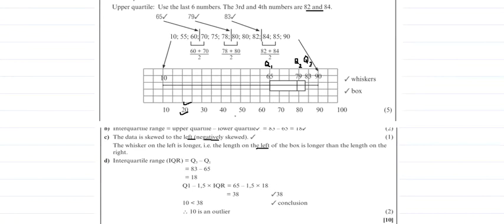Another interpretation we could use is that the whisker to the left is longer than the length on the right. So that also tells us that the data is skewed. To summarize, we say the data is skewed to the left or negatively skewed. The whisker on the left is longer, that is, the length of the left of the box is longer than the length on the right.